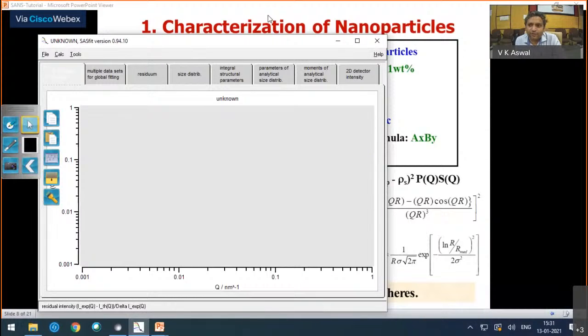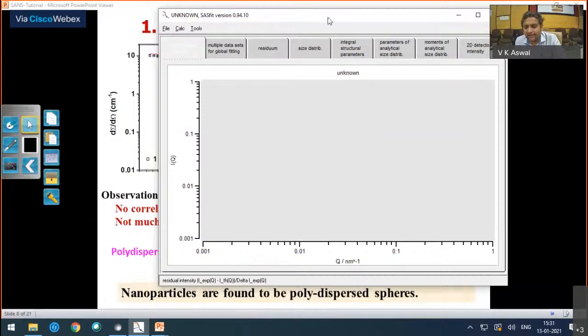There is no need to install this software. It comes as a package. You just need to double-click on the exe file, and this window will automatically appear.